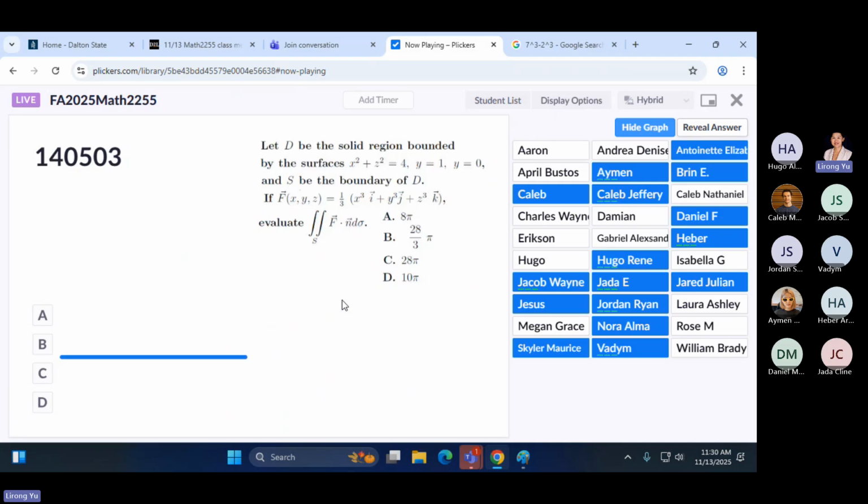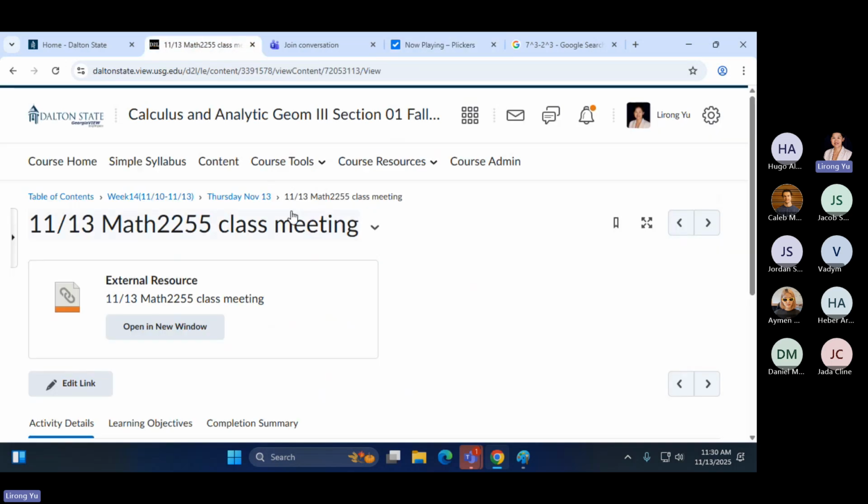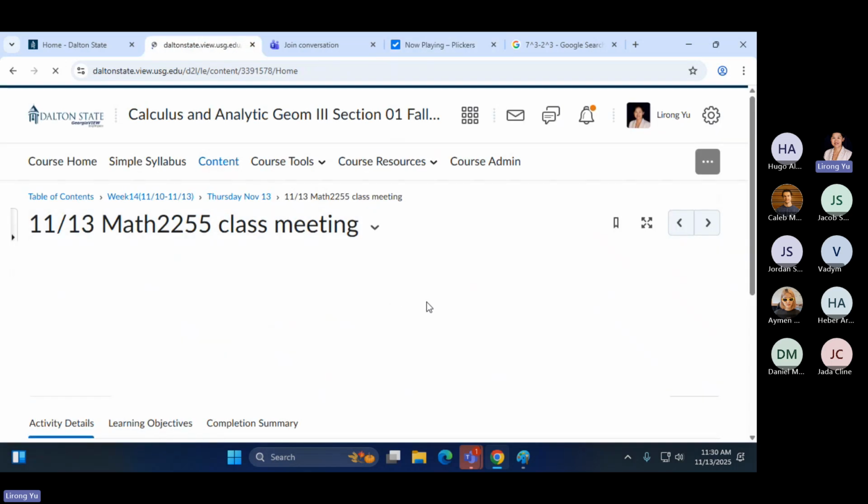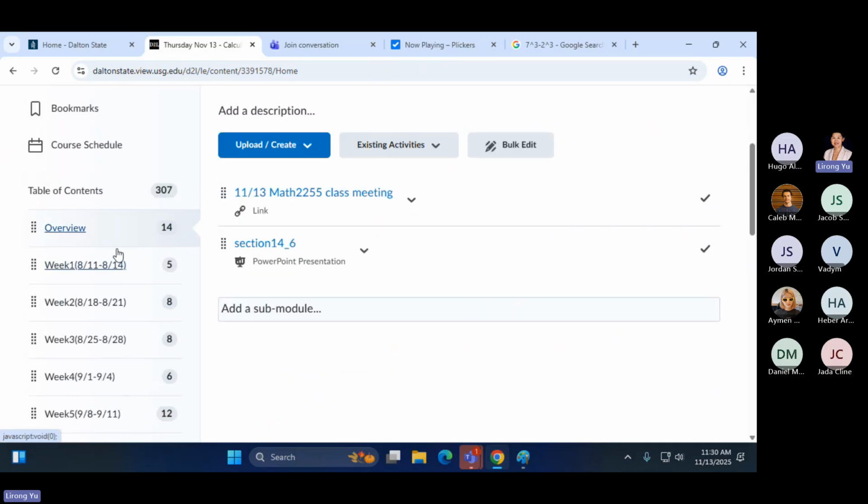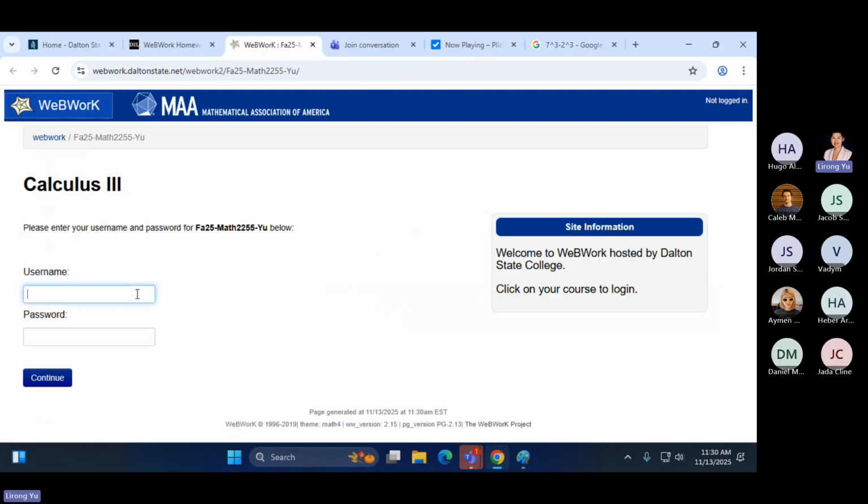This is one of the questions on the divergence theorem. All the questions for the first few sections have already been posted. Please let me know if you have any questions.